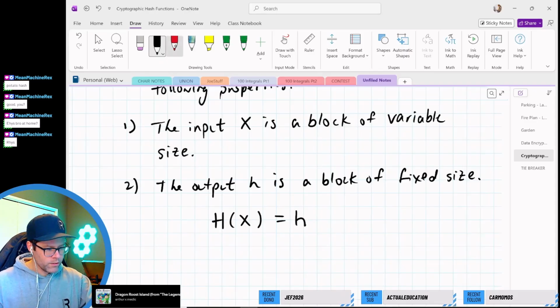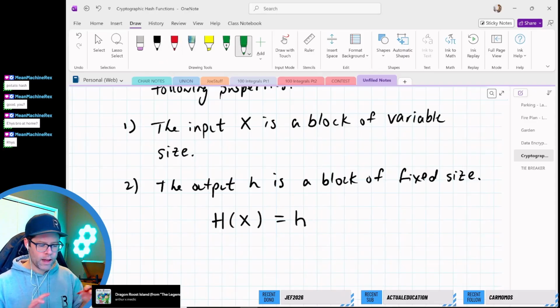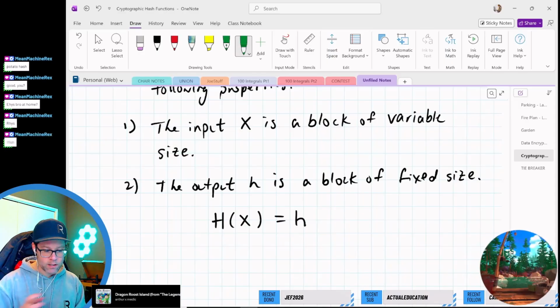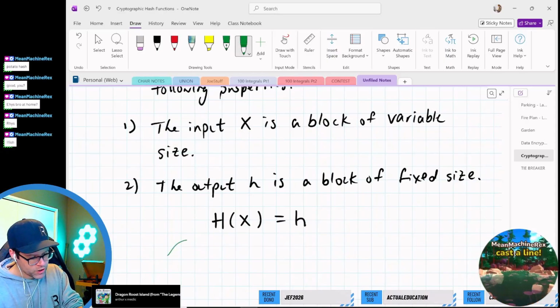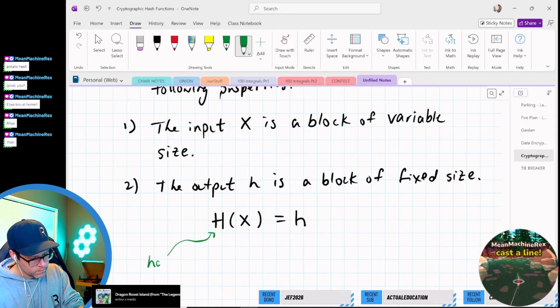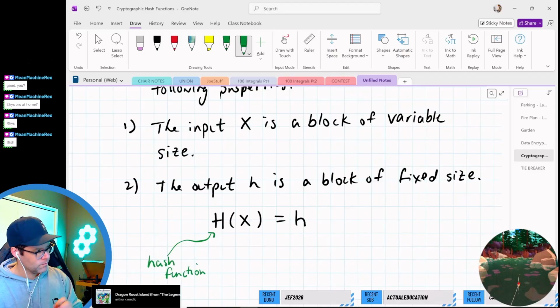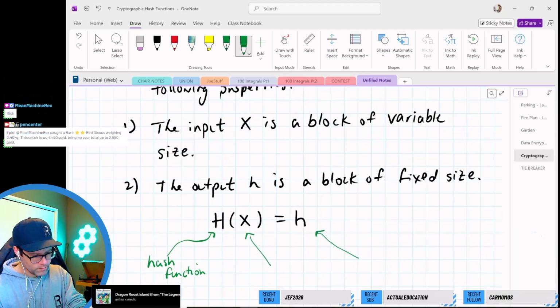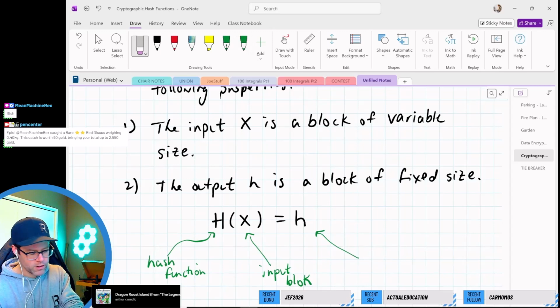So now that we have all of the pieces that we want to talk about, we can actually write out an equation that connects all of these pieces together. So capital H here is our hash function. We have capital X, this is our input block. And then this little h is our output block, which is sometimes referred to as the hash.